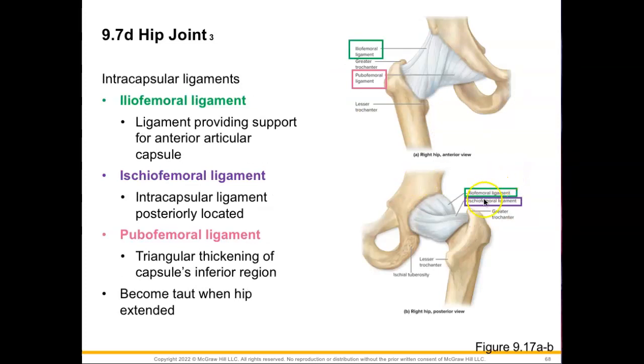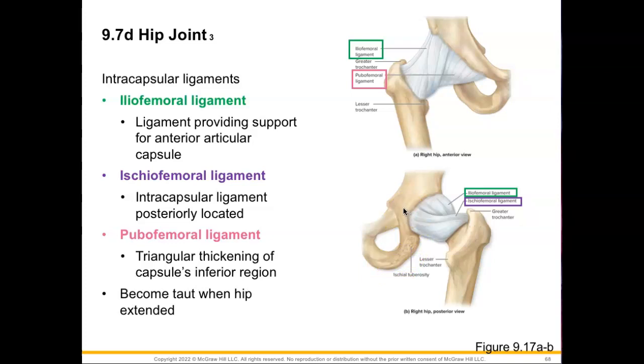Now let's talk about some intracapsular ligaments. First, we have our iliofemoral ligament, so named because it's attaching from the ilium over to the femur, and this is providing support for the anterior articular capsule. We also see part of it over here in this posterior view. And next is our ischiofemoral ligament, so named because we're attaching to the ischium here and extending to the femur. And this is going to only be located posteriorly. Remember that the ischium is located posteriorly as well, so that makes sense.